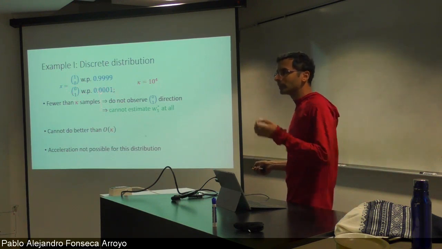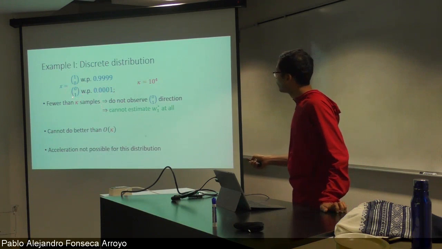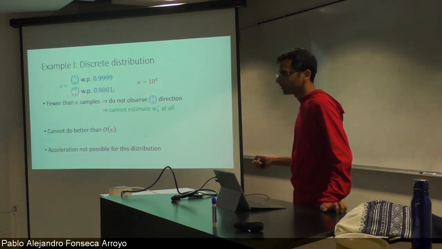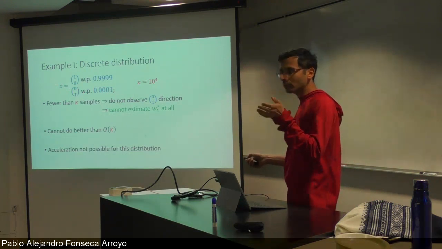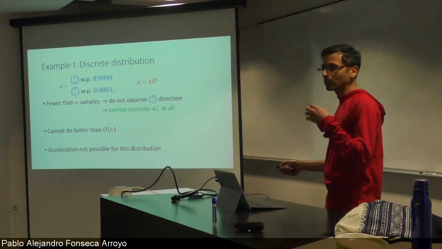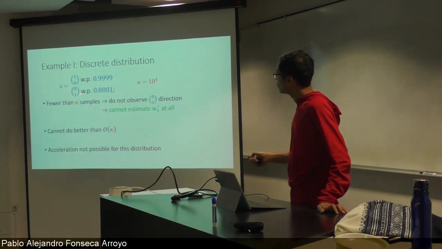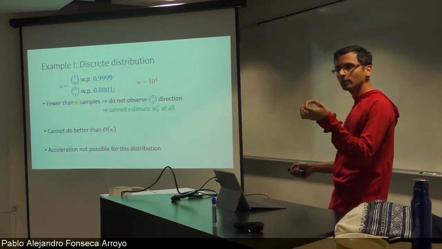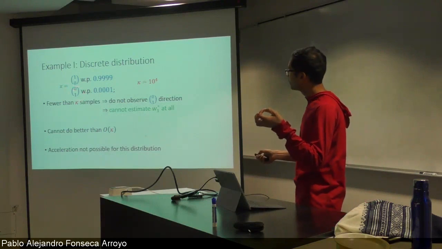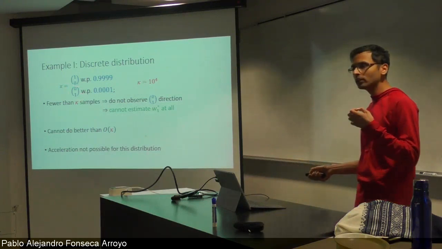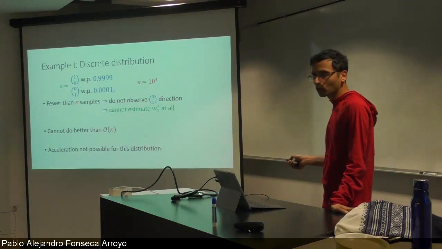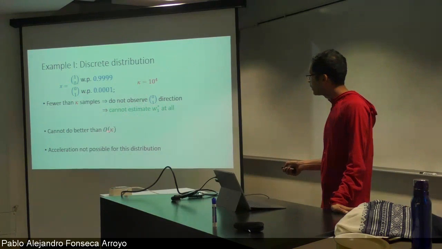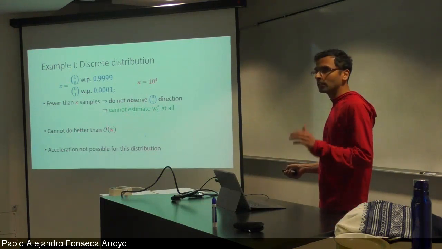So if you observe any fewer than 10 to the 4 samples, you are not going to observe x equal to (0, 1). Which means that in W star, the vector that you're trying to estimate, you have no measurement on the second coordinate, because only if you get x equal to (0, 1) can you actually measure something about the second coordinate. If you never see the (0, 1) direction, then you cannot measure the second coordinate. So in fewer than 10 to the 4 samples, you cannot estimate the second component of W star at all. What this basically says is that we cannot hope to do anything better than condition number, in an information theoretic sense.